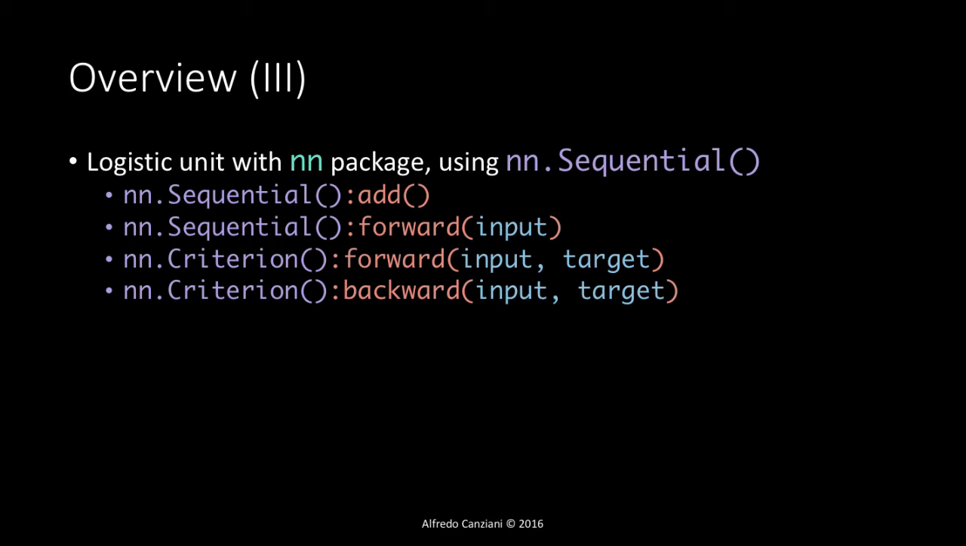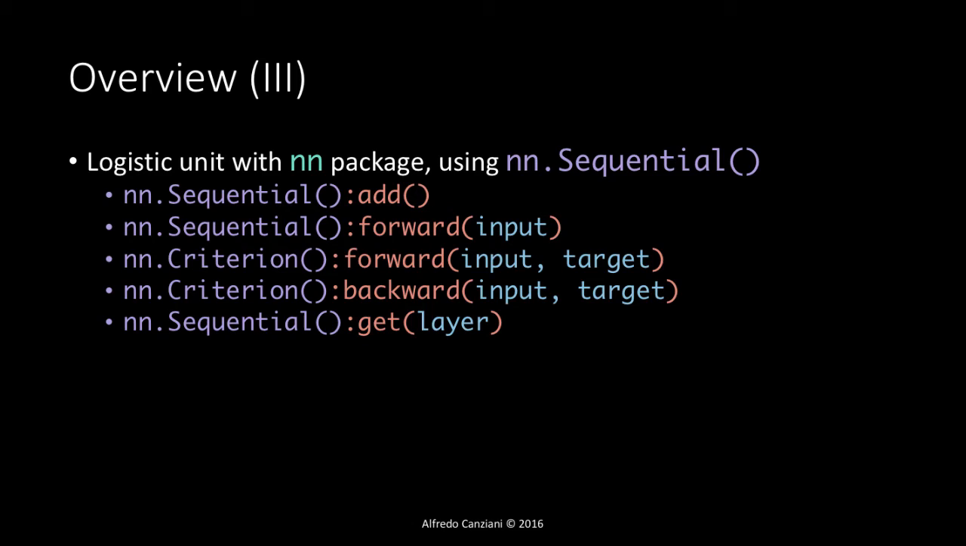Then we perform the backward step, which is actually for the criterion most of the time the same as updateGradInput. The backward step actually performs both the updateGradInput and the accGradParameters. Usually criterions don't have trainable parameters, but if they do, then it will perform that as well.